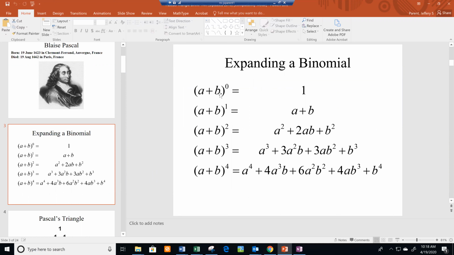So if you look at it, anything to the 0 power is 1, then a plus b to the first power is just a plus b. We did a plus b squared. Here's a plus b cubed. Cube that out, then you get something, wow, it's not a cubed plus b cubed, that's for sure. But there's a pattern in here.